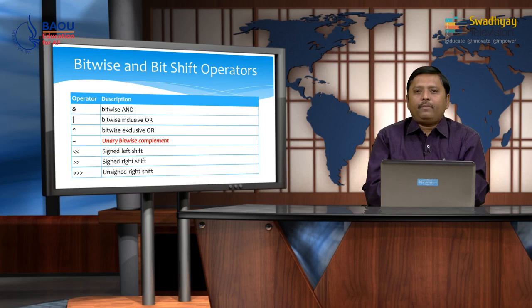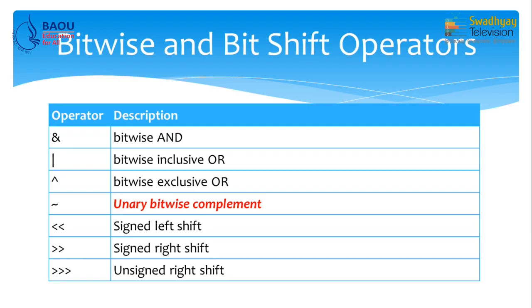The next operators are the bitwise and bit shift operators. Now, as the name suggests, they operate on bits.